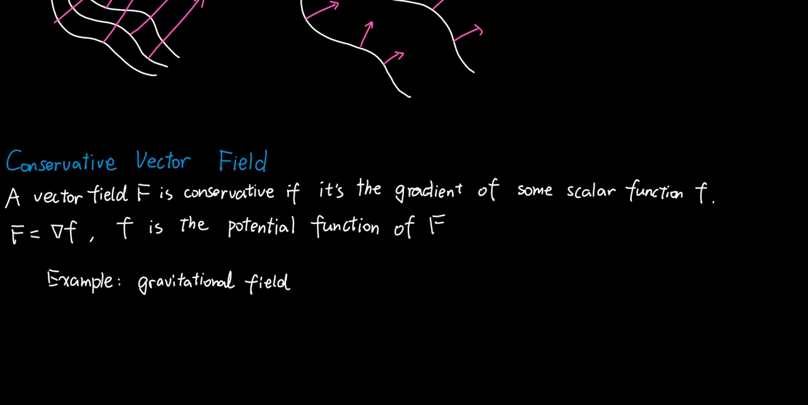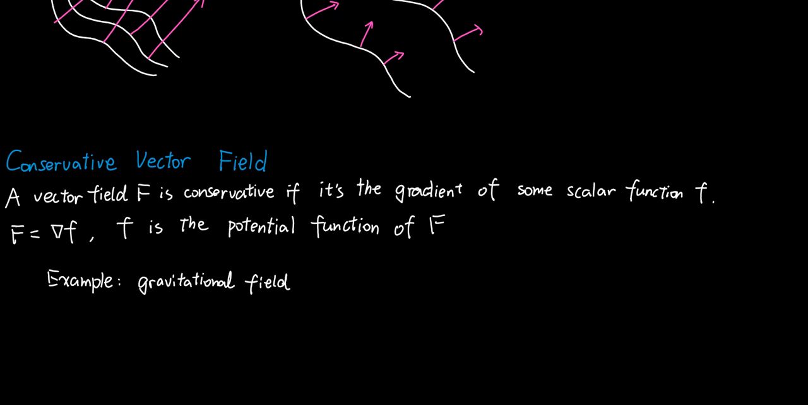At last, I'm going to talk about conservative vector fields. A vector field F is conservative if it is the gradient of some scalar function f, and f is called the potential function of F. Here's a very familiar example of a conservative vector field. And again, it is the gravitational field.